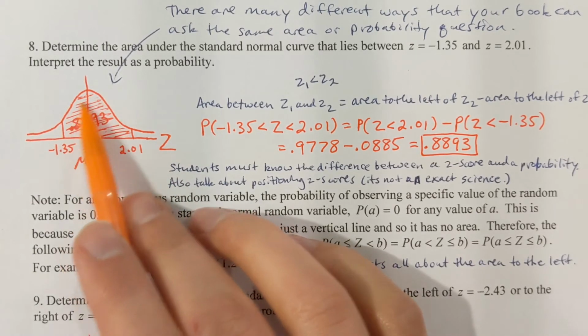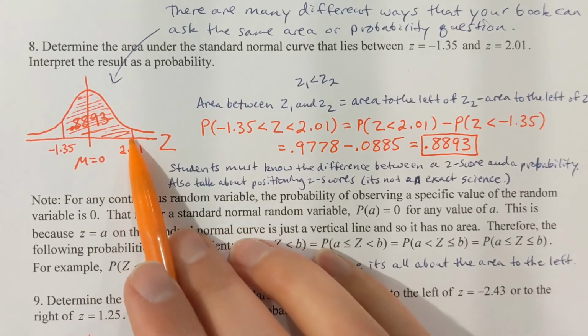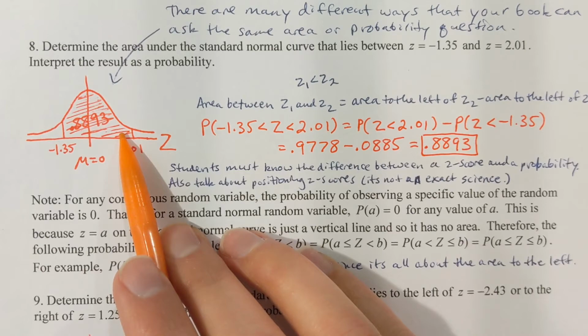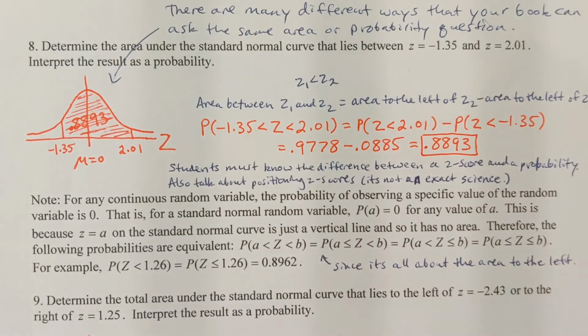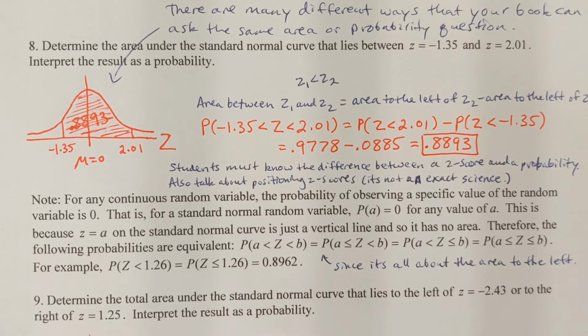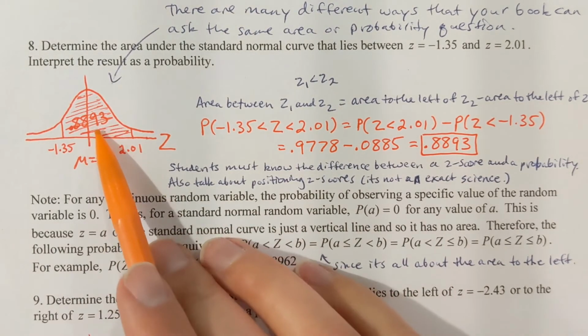Now I need to find the area between these two z-scores, so I've shaded that area, and that shaded area is what I'd like to know. Again, the table only gives you area to the left of a z-score. Now here we need the area between two z-scores.